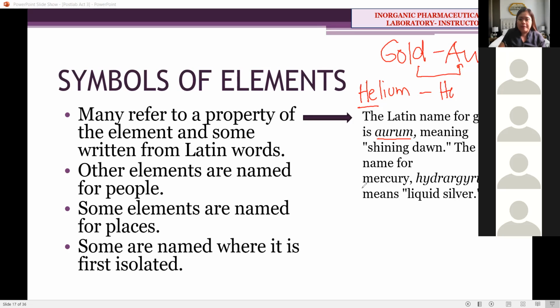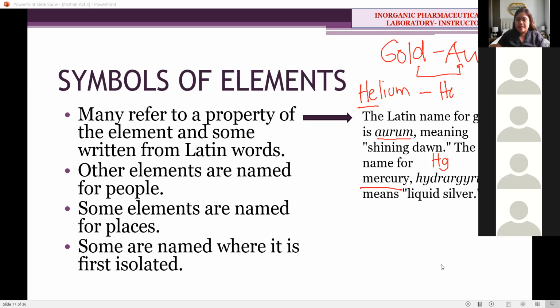Also with mercury. So mercury ang iyahang symbol kay Hg. It has nothing to do with the letters of mercury, but instead it comes from its Latin name hydrargyrum, which means liquid silver, because that's how it looks like. Property na niya. Mo-ingon ka pag makakita ka og mercury, it does look like a silver, but it's like a liquid one. So liquid silver, the Latin term for that is hydrargyrum, and that is where Hg came from. Okay? That's the first one.